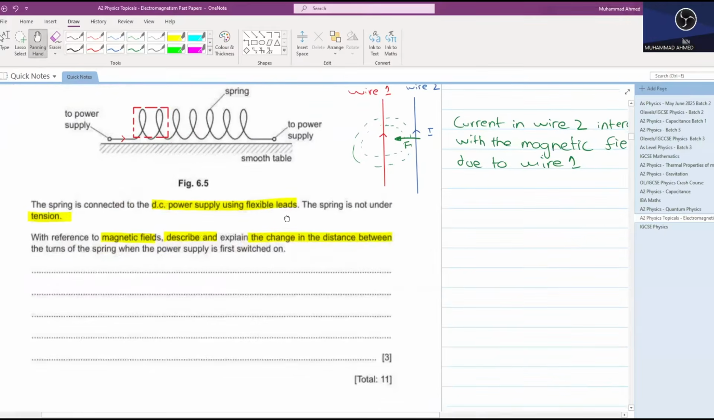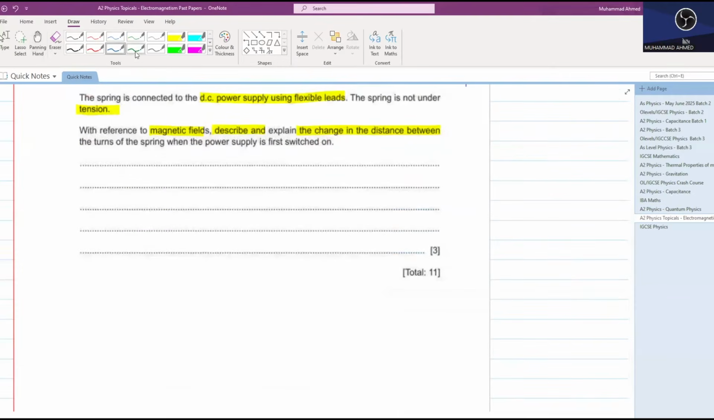So how will you write this answer? You will say current in the coil, or you can say spring, creates magnetic field.